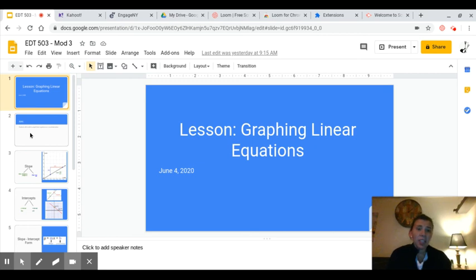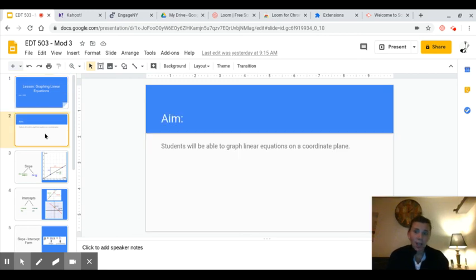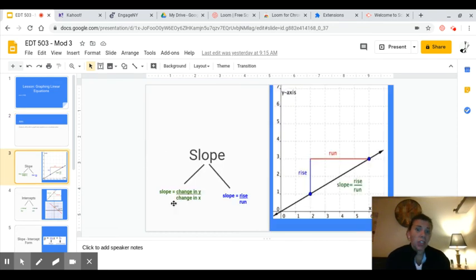So today we're going to be graphing linear equations. Obviously your aim will be to graph linear equations on a coordinate plane. Two things that you need in order to graph linear equations is your slope, which, as we spoke about in the past, is the change in y over the change in x, or we talked about the rise over run. Remember, it's always your y value, then it's your x value.